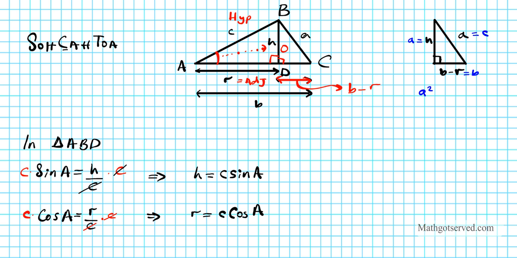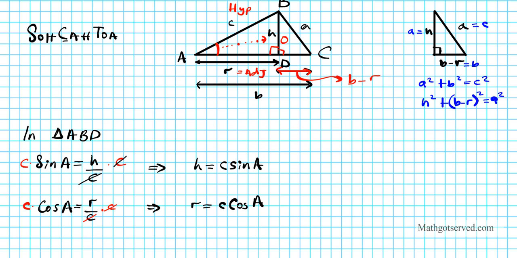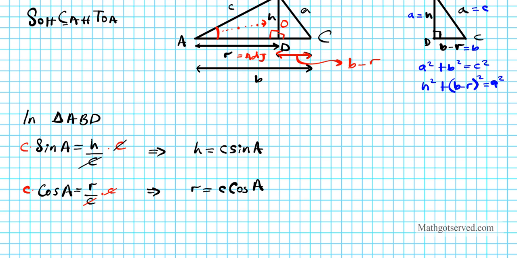We know that A squared plus B squared equals C squared, right? So we can plug in these values here. So we're going to have H squared plus B minus R squared equals C squared, which is A squared. Okay? Alright, so we're going to use that for the second part of our proof. Just applying the Pythagorean theorem to triangle BDC. Okay? Let me label it here so we don't get confused. Triangle BDC.